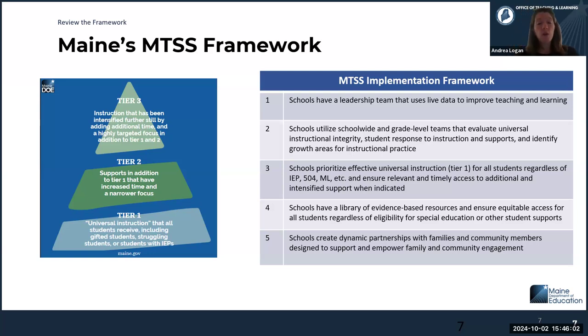And then number five, the fifth critical component is that schools create dynamic partnerships with families and community members designed to support and empower family and community engagement. And the key word in that critical component is the dynamic for dynamic partnerships. Just ensuring that your communication avenues and the relationships and communication that you're building with your community and your families are multidirectional and not just one way. So, you know, sending out a newsletter, sending out an email, sending out a phone call, and not establishing that bi-directional opportunity for family, school, and community to all be working symbiotically to meet the needs of students.